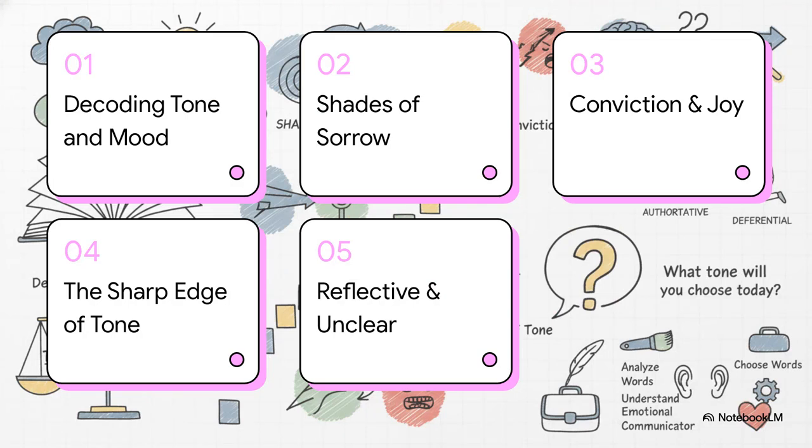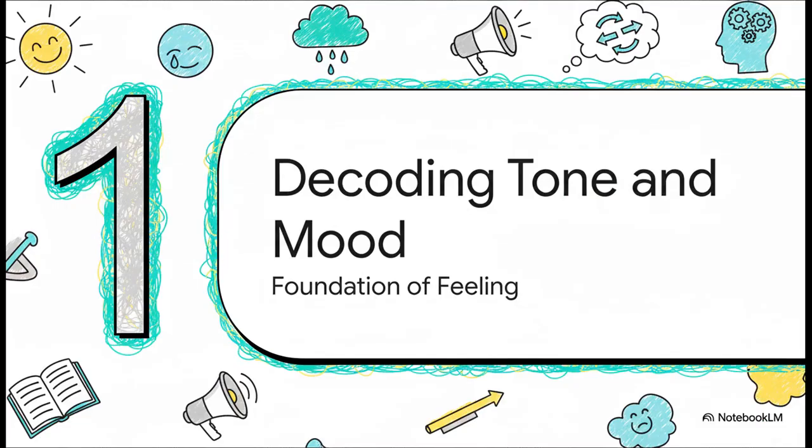So here's how we're going to break it all down. First, we'll get the basics straight by decoding tone and mood. Then we'll journey through different emotional landscapes, from the nuances of sorrow to the heights of joy. Then over to the sharp edge of criticism, and finally into the world of thoughtful reflection. Let's get into it.